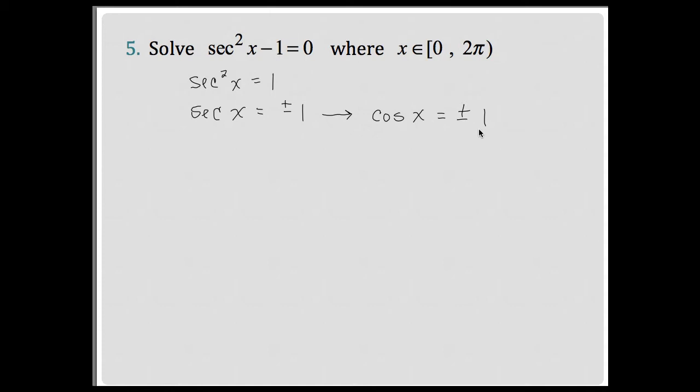So what you're trying to think of now is you're trying to find the angles in between 0 and 2 pi, where cosine is going to be positive 1, but it's also going to be negative 1. So you pretty much have 2 problems to solve, because you have cosine of x equaling 1 to solve, and you also have cosine of x equaling negative 1 to solve. All right, so think about your unit circle.